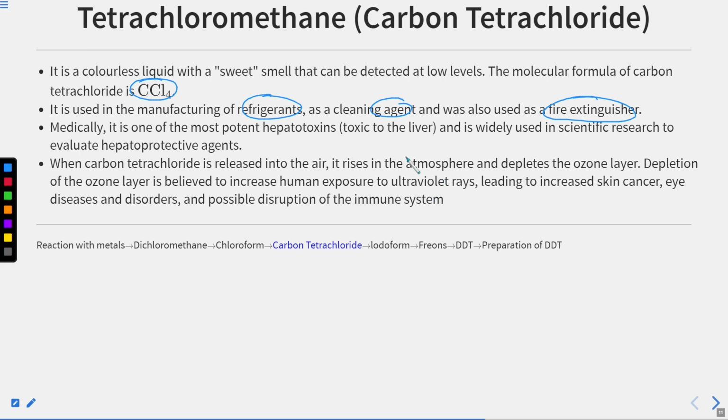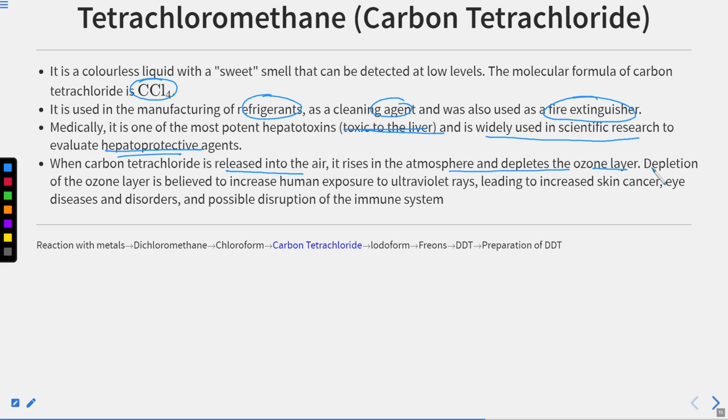Medically, it is one of the most potent hepatotoxins, toxic to the liver. It is widely used in scientific research to evaluate hepatoprotective agents. When this carbon tetrachloride is released into the air, it rises in the atmosphere and depletes the ozone layer.